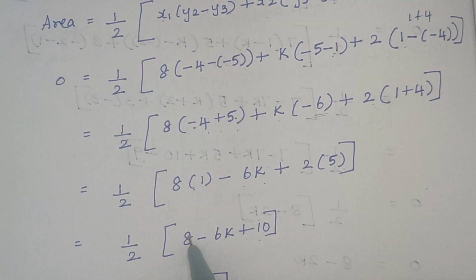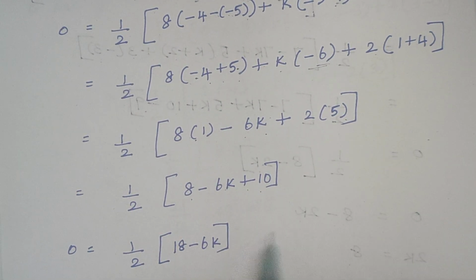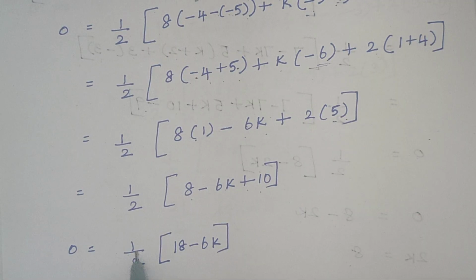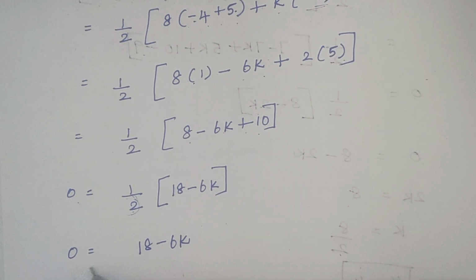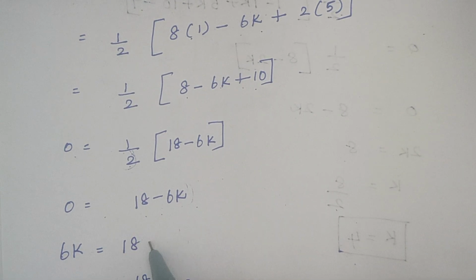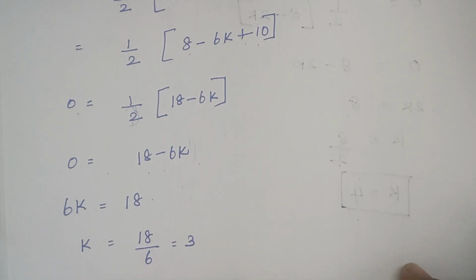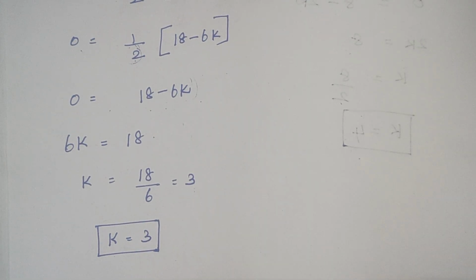So what is 10 plus 8? 10 plus 8 is 18. So 18 minus 6k. Again here I am moving this 2 to the left hand side. So 0 into 2 becomes 0. So 0 equal to 18 minus 6k. Again when I move this minus 6k to the left hand side, this becomes plus 6k. So 6k is equal to 18. Therefore the value of k is 18 by 6, which is equal to 3. So finally the value of k is 3 for the given problem.